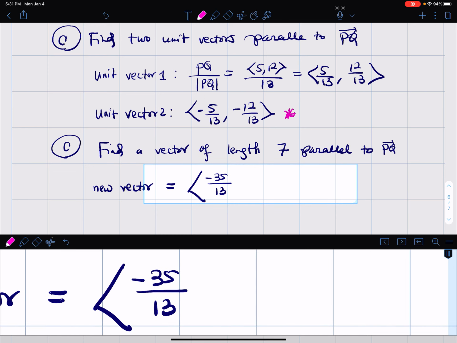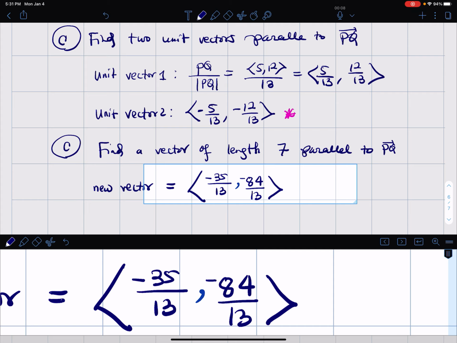So the vector that's parallel to PQ and has length 7 is the first component times 7, and then the second component. What's 12 times 7? I don't know. 12 times 6 is 72, so 12 times 7 should be 84. Let's see, 12 times 7, all right, 84. So the vector is (-35 over 13, -84 over 13). That's the vector we want.